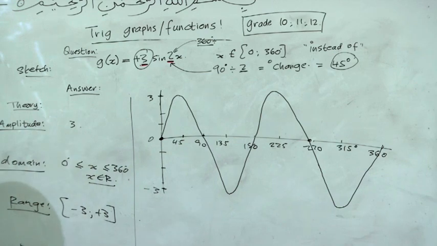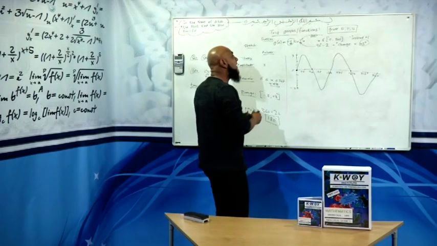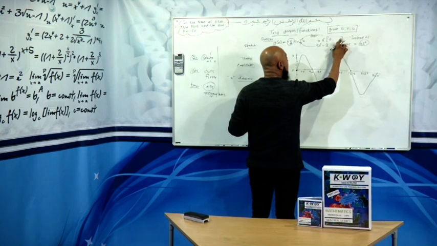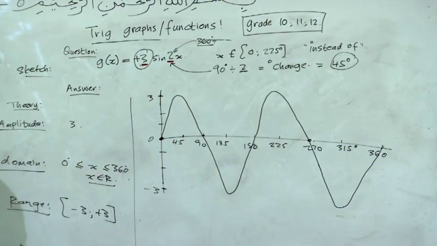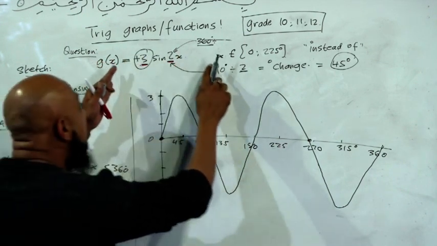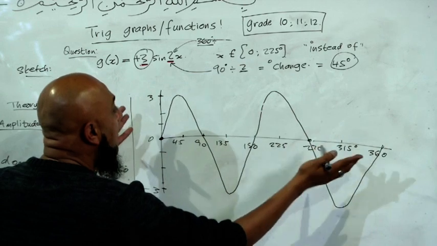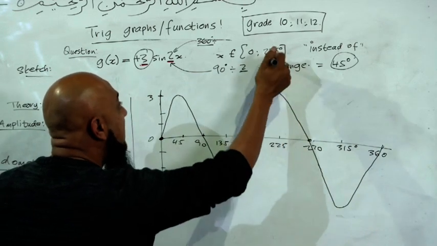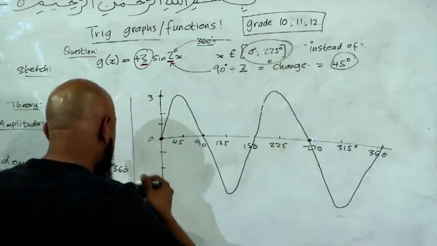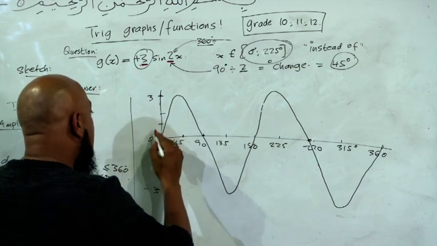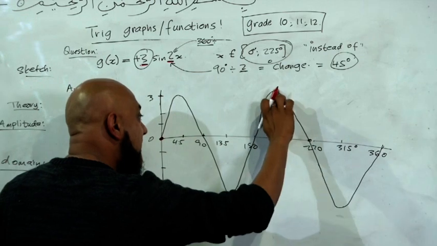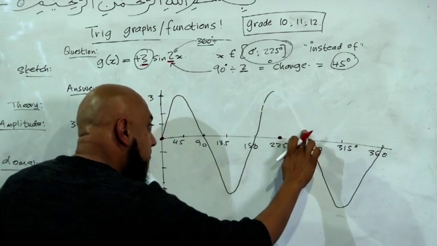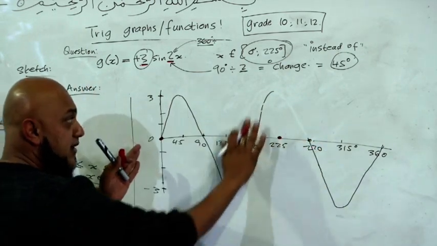Now listen to me carefully. If they change your domain from 0 to 225, for example, don't fright. It's exactly the same graph. You complete the graph, and all you do is, after 225, they're telling you that your domain is from 0 to 225. That means anything after 225 must be erased. So the graph still looks the same.